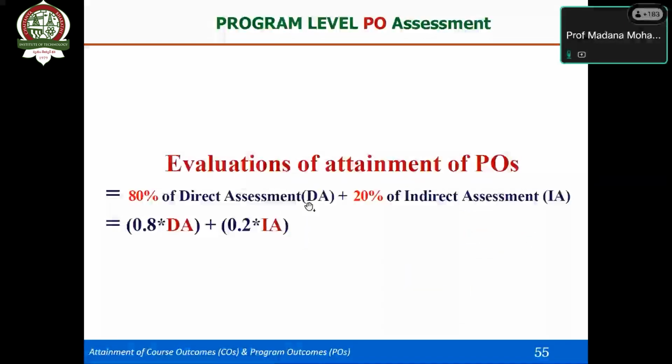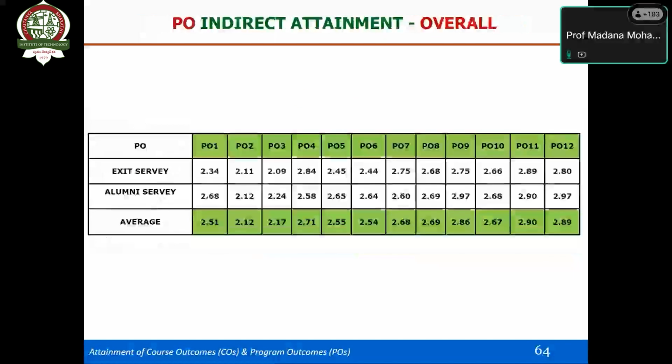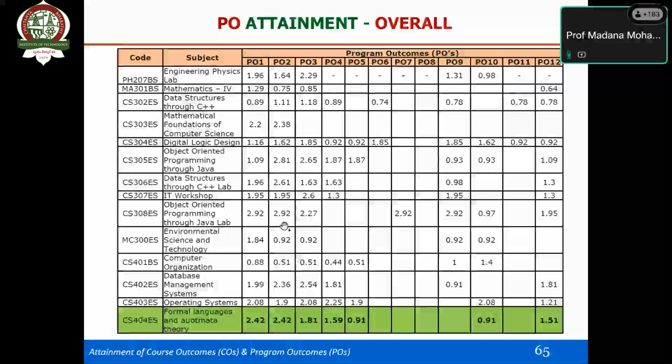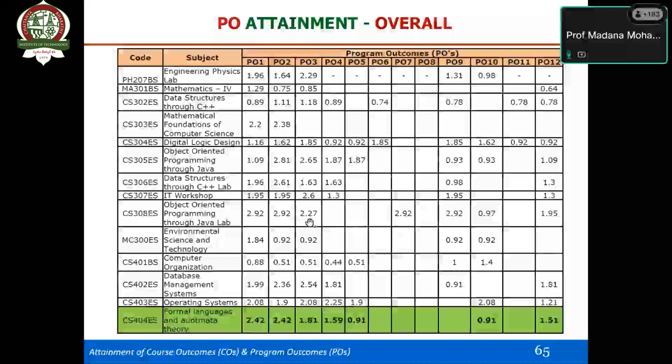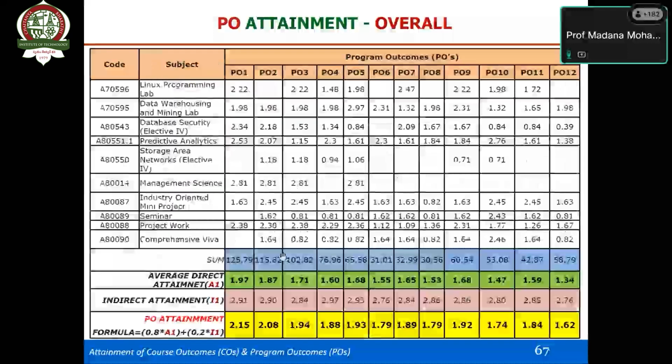Those you can list out. For all courses, after completion of this PO attainment direct values, only then can you calculate the overall PO attainment level of that particular program. Here you can see, for this course, whatever the related POs, their direct attainment values are listed here, like all courses, first year to final year.